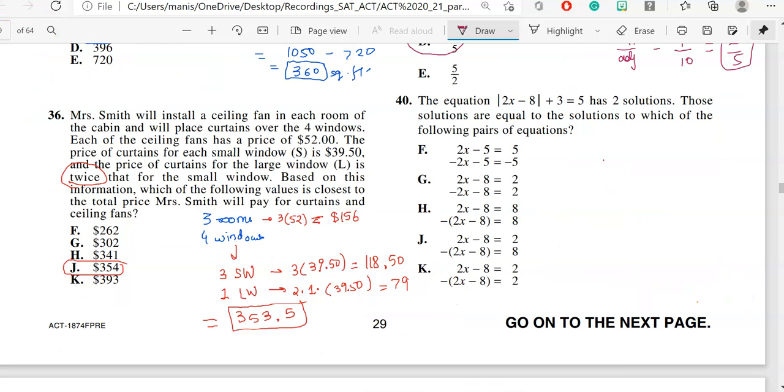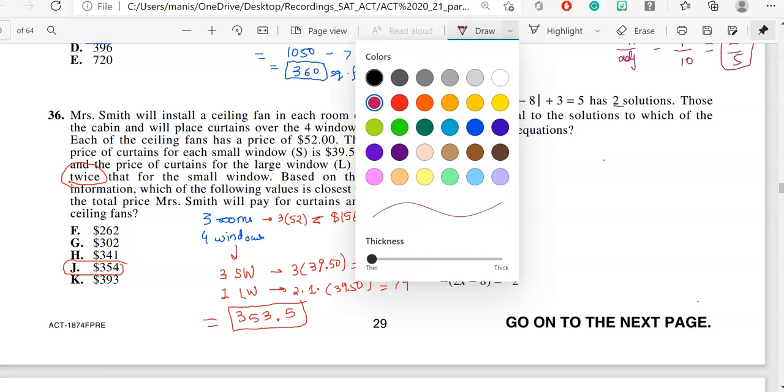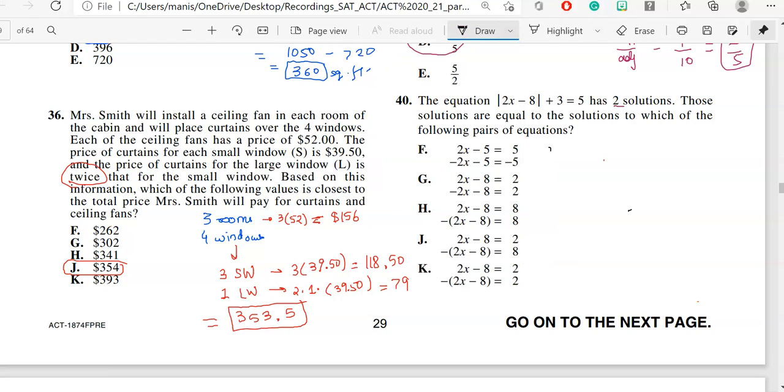Question number 40, the equation. Now this is an example of absolute value. The absolute value of 2x minus 8, plus 3, is equal to 5. I have two solutions. Those solutions are equal to the solutions to which of the following pairs of equations. So first of all, let's try to write it in the absolute value form. This is a plus 3, so plus 3 is equal to 5. What I will do is subtract 3 from both sides. So I'm left with the absolute value of 2x minus 8 is equal to 2.